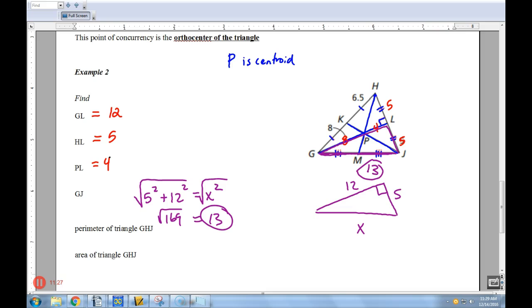So now looking for the perimeter, I can add up all three sides. This side of the triangle is 10, 5 plus 5. This side is 14 and a half. And putting all three of those together, that would be 37.5 for the perimeter.